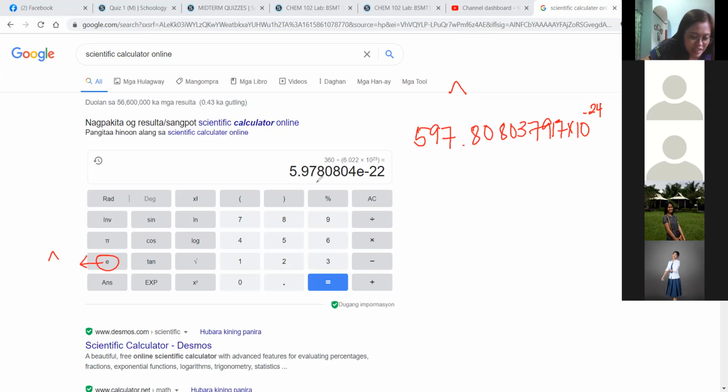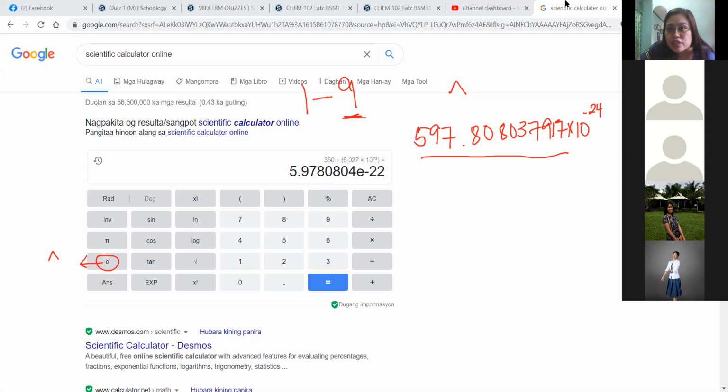Kay ang rule nato sa scientific notation, ang imuhang coefficient, kaning imuhang number, we call it coefficient, dapat it's a number between 1 to 9 only. Dili siya dapat maglampas sa 9.